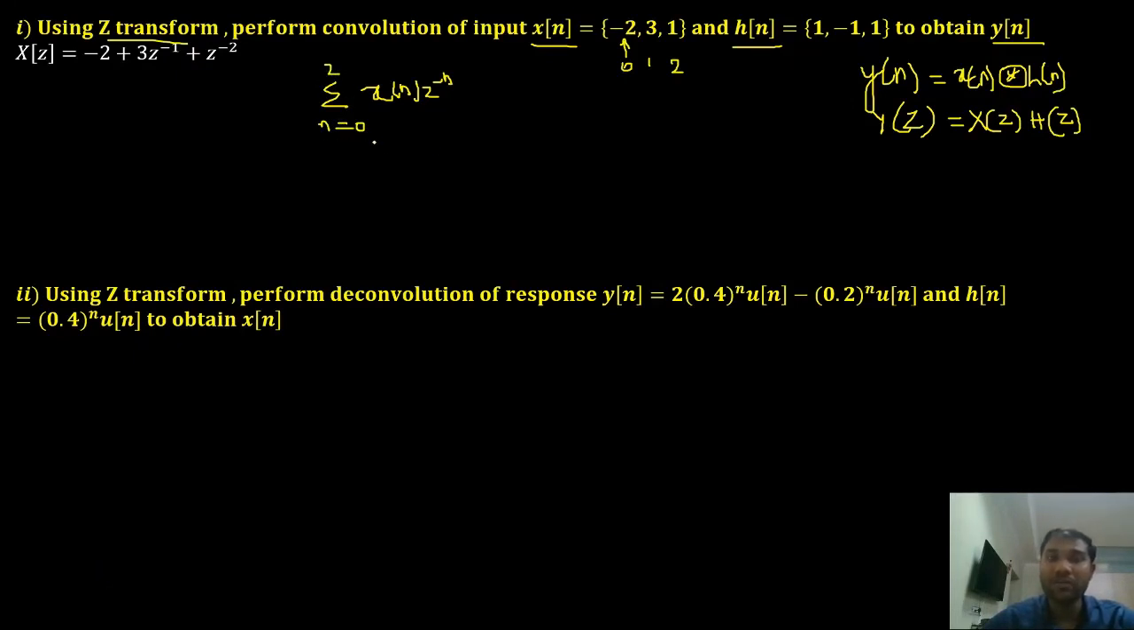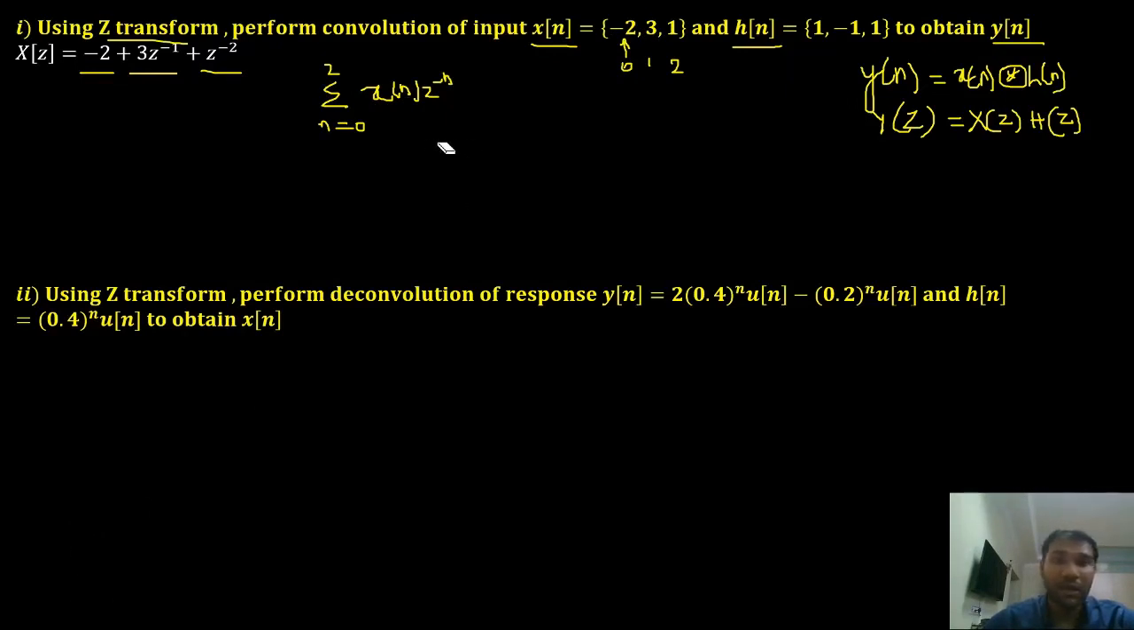So when n is equal to 2, what happens? I have x of 0. So n is equal to 0, what happens? x of 0 into z to the power 0, that is minus 2. When n is equal to 1, x of 1 into z to the power minus 1, that is 3z inverse. When n is equal to 2, x of 2 into z to the power minus 2, that is 1 into z to the power minus 2. So this is how I'll get x of z.